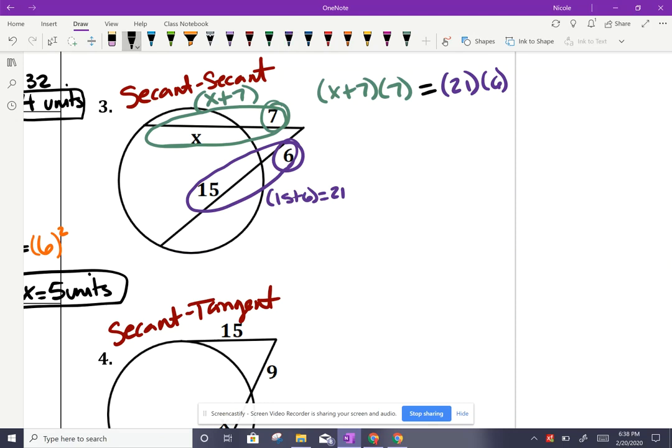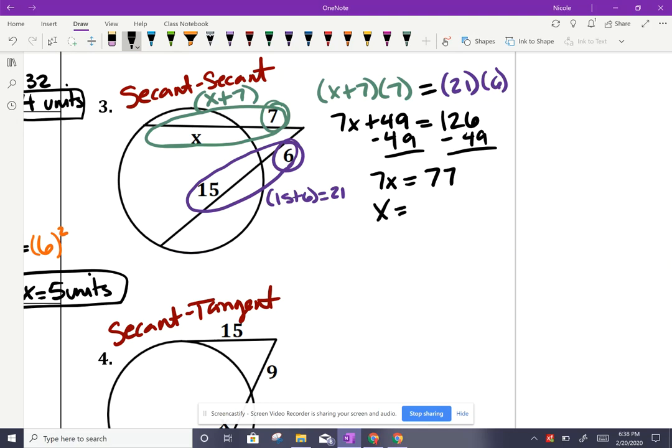So we're going to go through and do a little distribution. We've got 7x plus 49. 21 times 6 gives you 126. We balance our equation, get x by itself. 7x equals 77. So x has to equal 11 units. Okay, so don't forget your units and make sure you are following your patterns correctly.